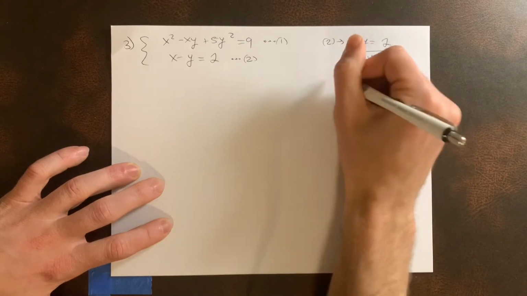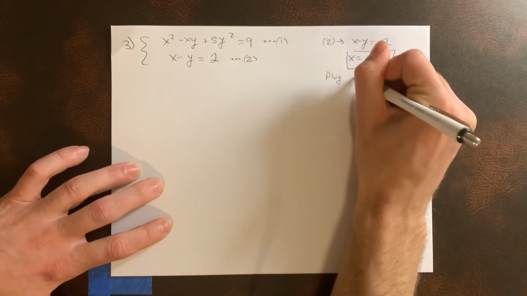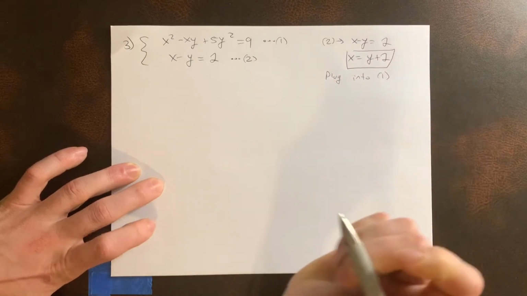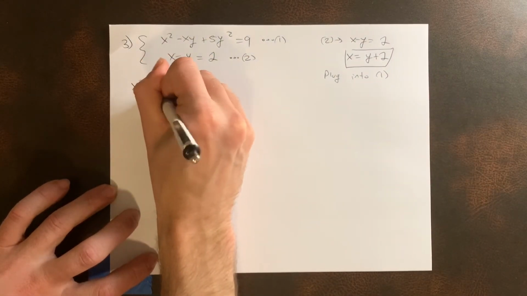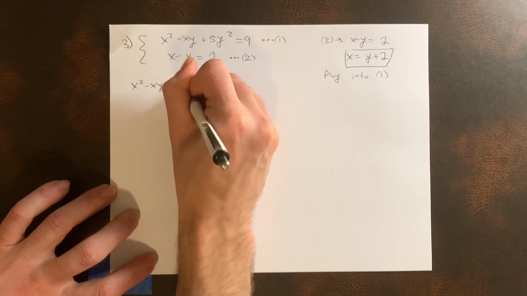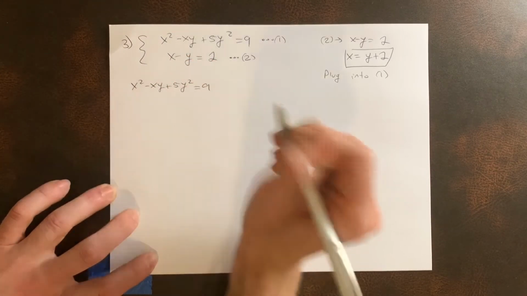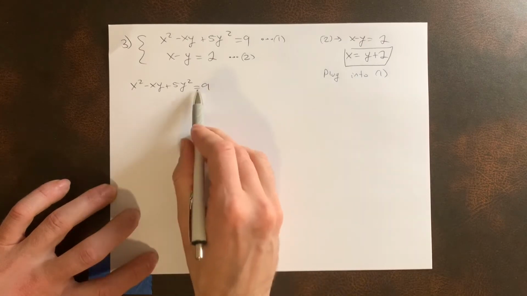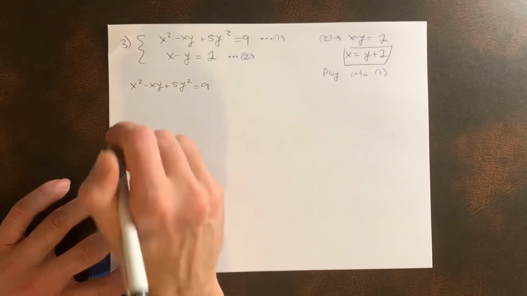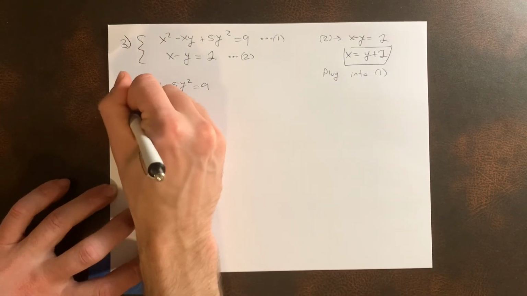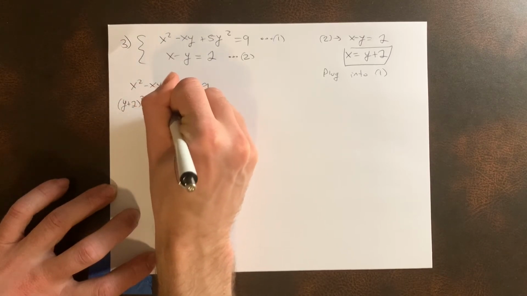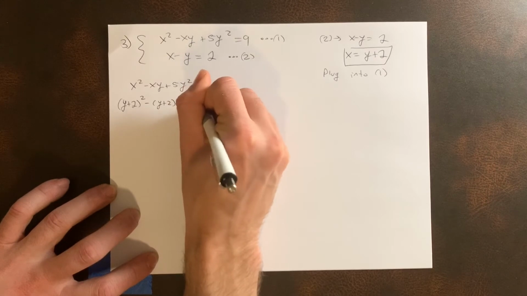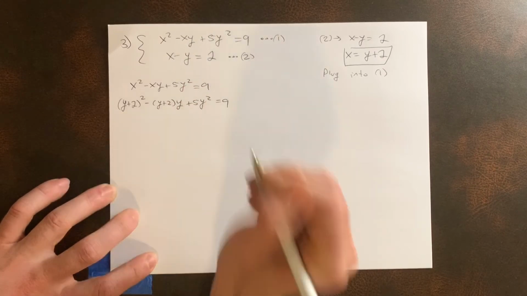Now what we're going to do is take this and plug it into 1. So we take equation 1, x squared minus xy plus 5y squared is equal to 9. Now we're going to plug this into this equation, where x is equal to y plus 2. So we're going to have y plus 2 squared minus y plus 2 times y plus 5y squared equals 9.